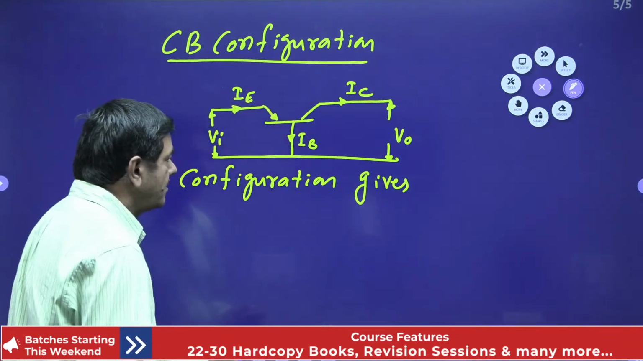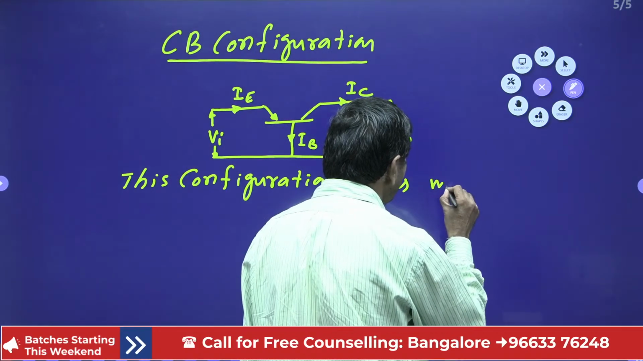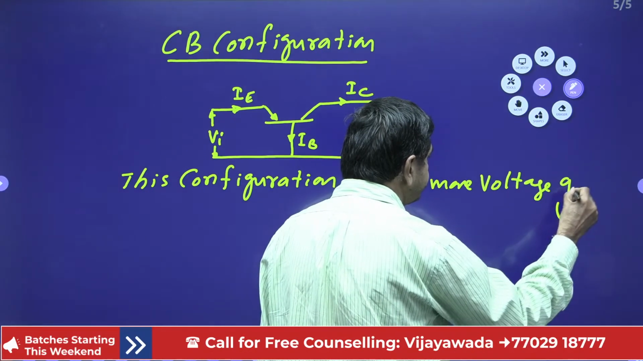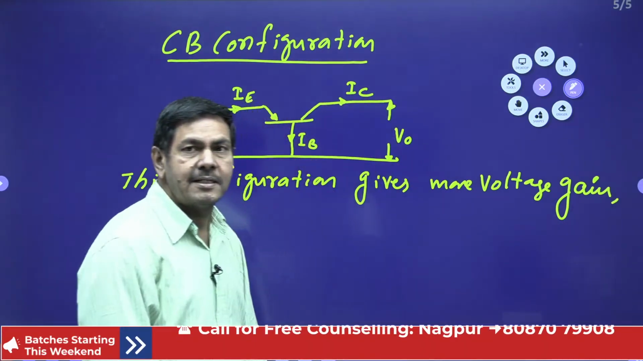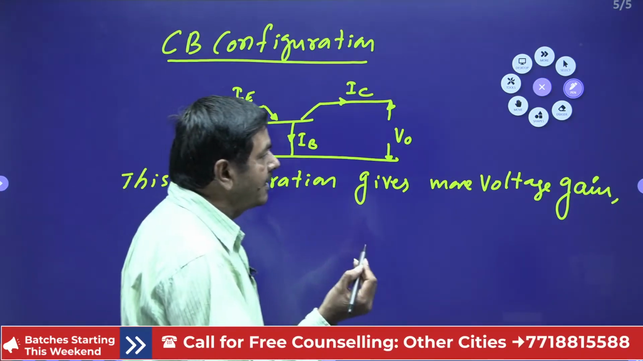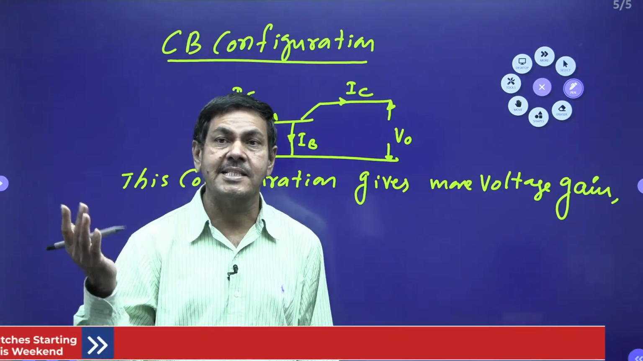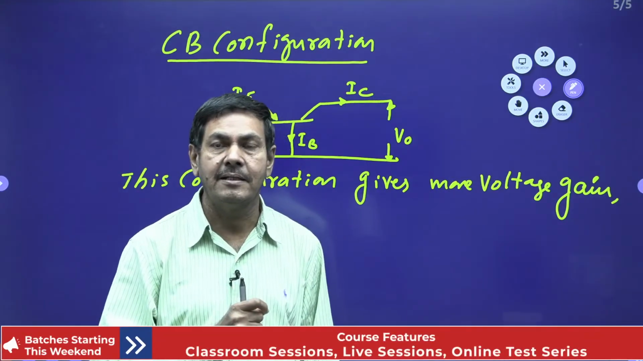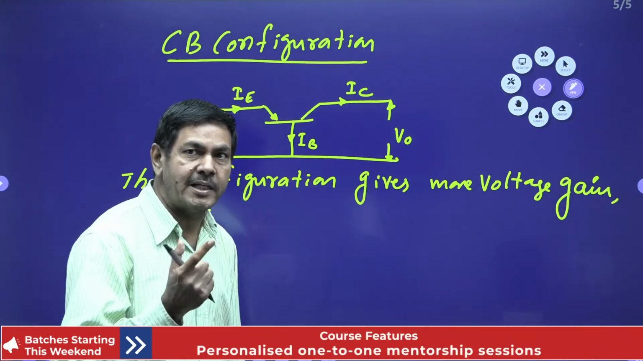gives what? More voltage gain. It can give more voltage gain. Current gain, what I said, less current gain it can give. But what is voltage gain, what is current gain, what is power gain? That will come in analog circuits. By using small signal analysis, they calculate how to find out the voltage gain, the current gain, and the power gain also. So all these can be calculated in the analog circuit.